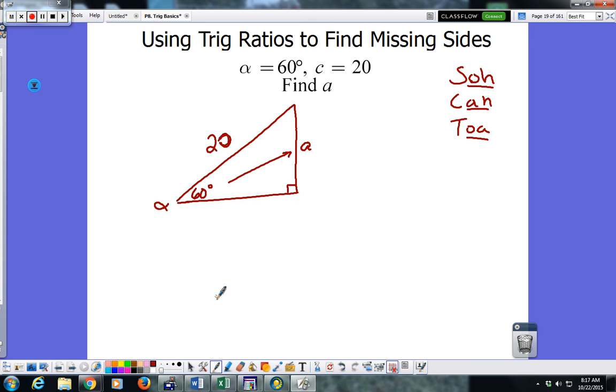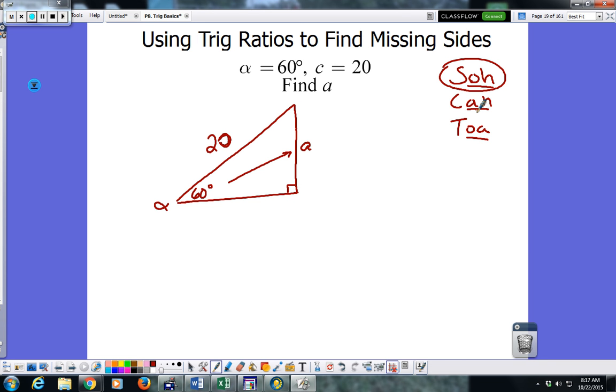Now, why is this so confusing on this problem? Because I called it A. That is not the adjacent side. That is not the same as this A. This A stands for adjacent. This A does not stand for adjacent because obviously that is not the adjacent side. This is. So you're dealing with the opposite side and the hypotenuse. Opposite and hypotenuse, O and H, is a sine problem.